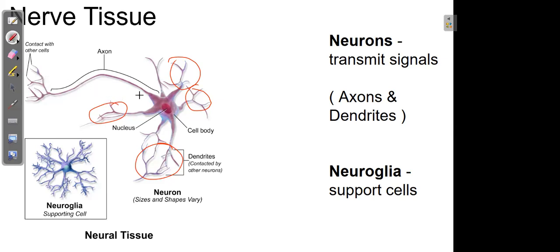So, which is the longest cell in the human body? The nerve cell. A nerve cell, right? A nerve cell is the longest cell in the human body. It can also be asked that this is a branch. So this is the longest cell in the human body.